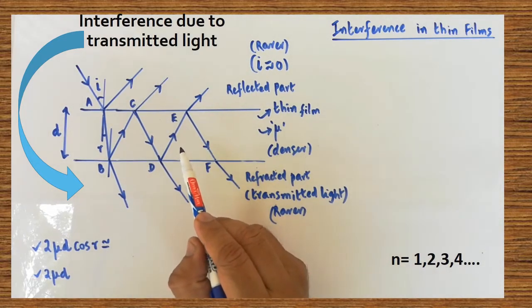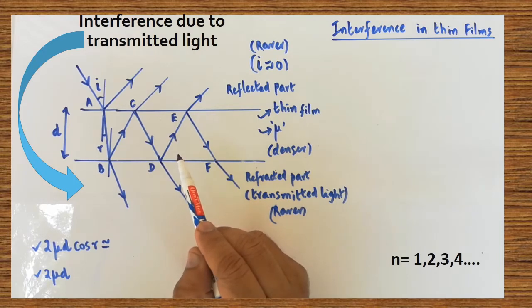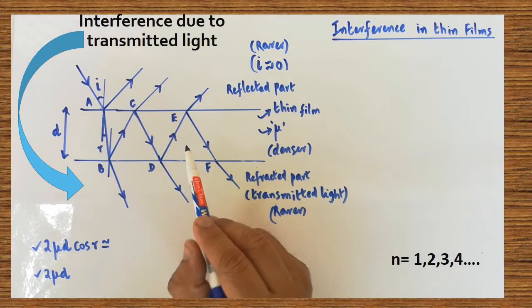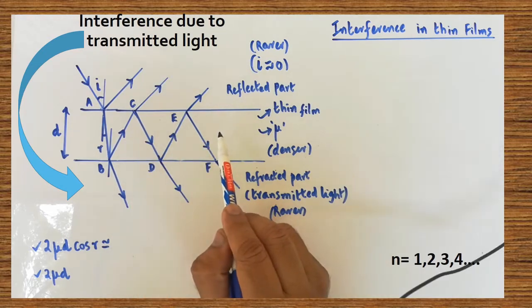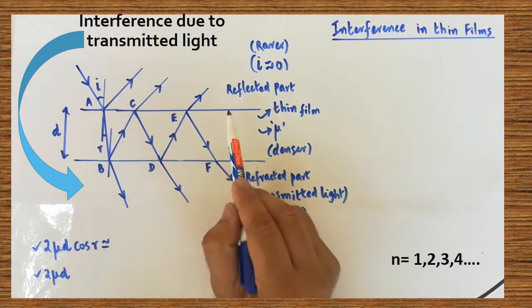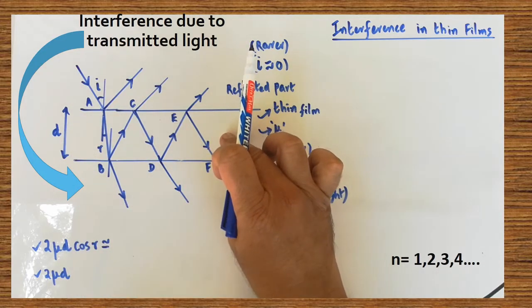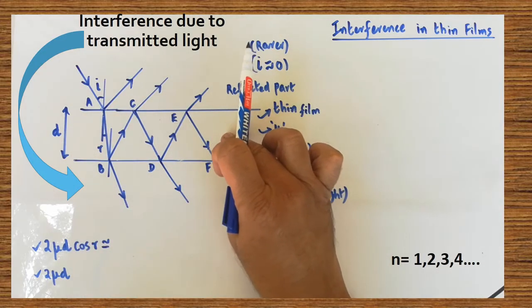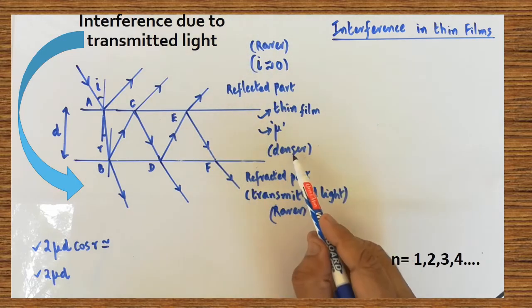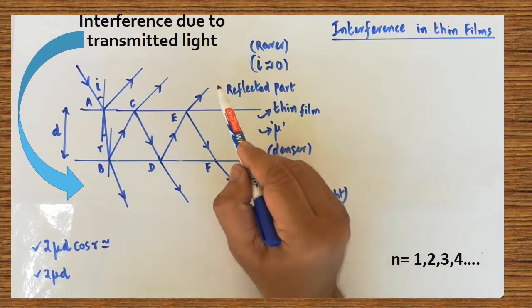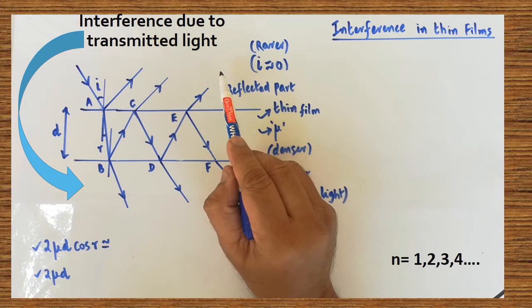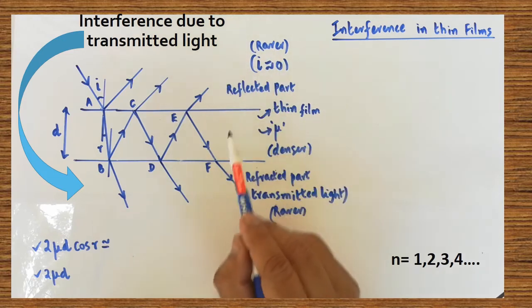I have already told you about the interference that takes place whenever sunlight falls on the surface of a soap bubble. So here the soap bubble layer is drawn. This portion, that small d, represents the soap bubble layer. That soap bubble layer is made up of water. Water is the denser medium. Just above the soap bubble, the air medium is there. That is taken as the rarer medium.